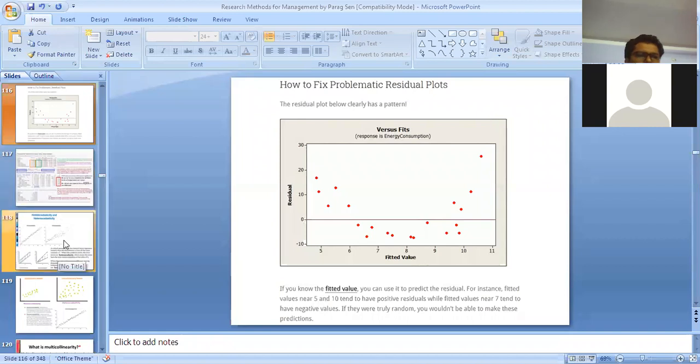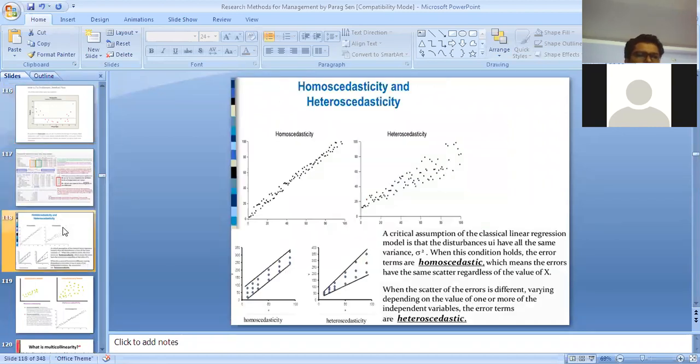So now I will be discussing homoscedasticity and heteroscedasticity. A critical assumption of the classical linear regression model is that the disturbances have all the same variances. When this condition holds, the error terms are homoscedastic, which means the errors have the same scatter regardless of the value of x. So you can see here, this is the example of homoscedasticity.